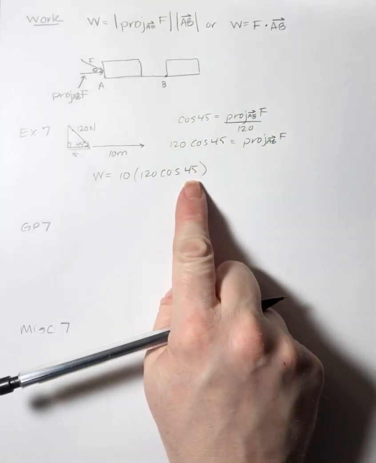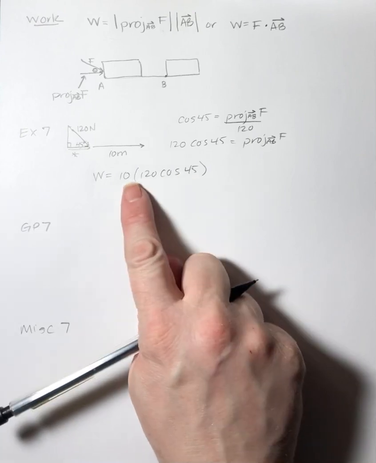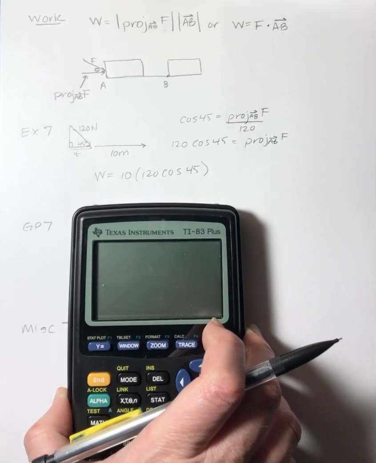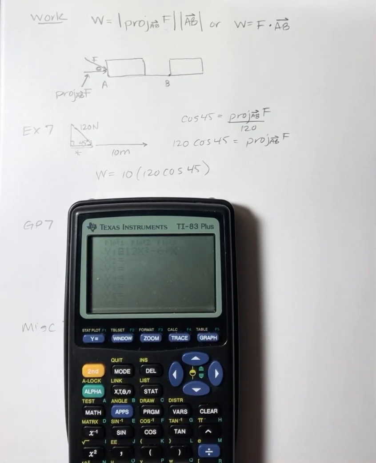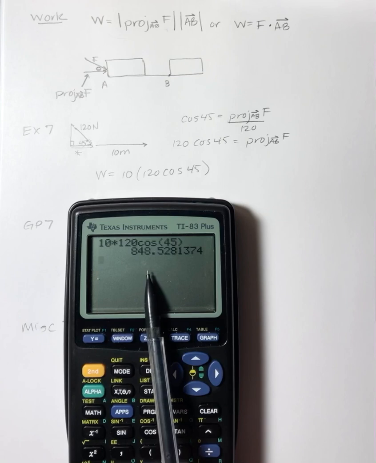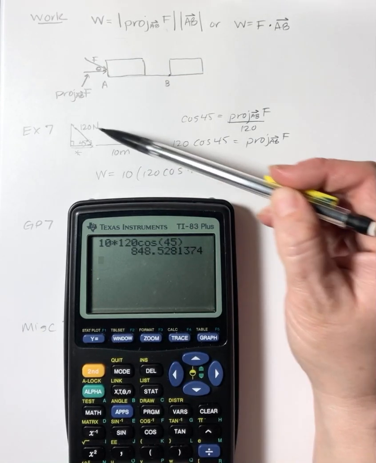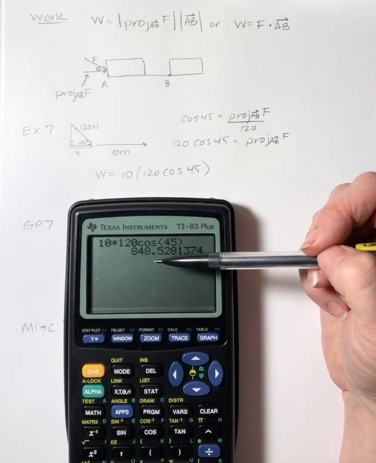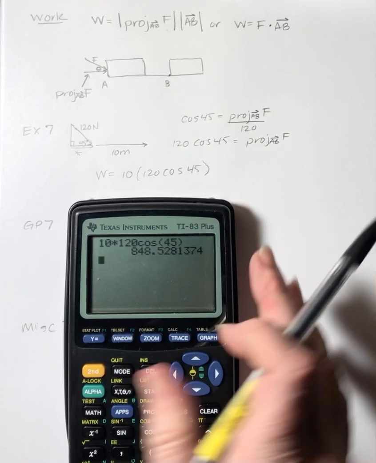Now, cosine of 45 is square root of 2 over 2. I could get an exact answer. I don't want my exact answer. So I'm going to use the calculator. 10 times 120 cosine of 45. And so in joules, which are known as Newton meters, okay, it's 848.5.